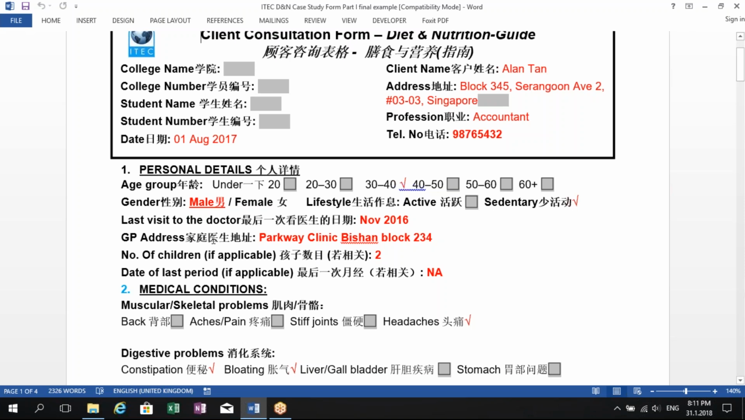You just put a GP and something that looks like an address or a center name somewhere. Number of children: if not applicable, then not applicable. Date of last period: if it's menopause, then you say menopause 2 years ago or 10 years ago, or if it's male, then not applicable. So all must be filled. Don't leave it blank. If you leave it blank like that, we don't know what's happening.